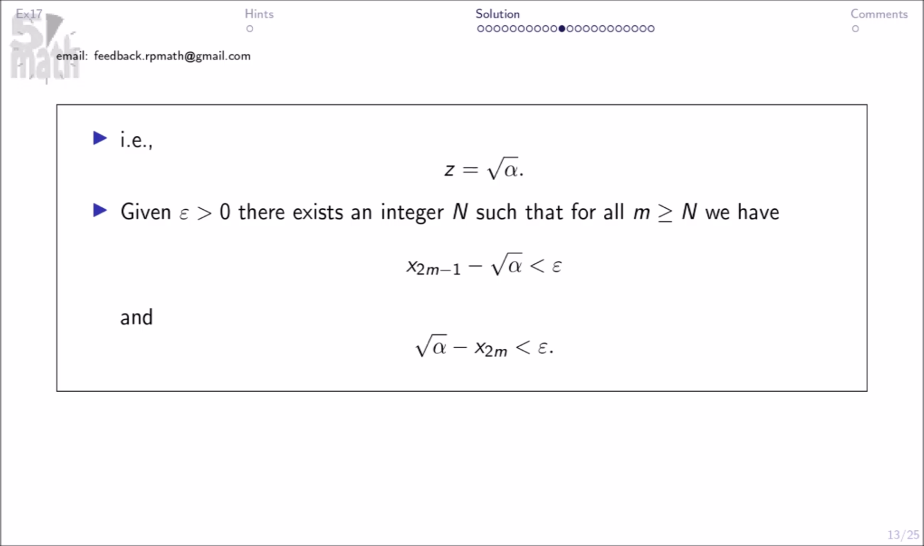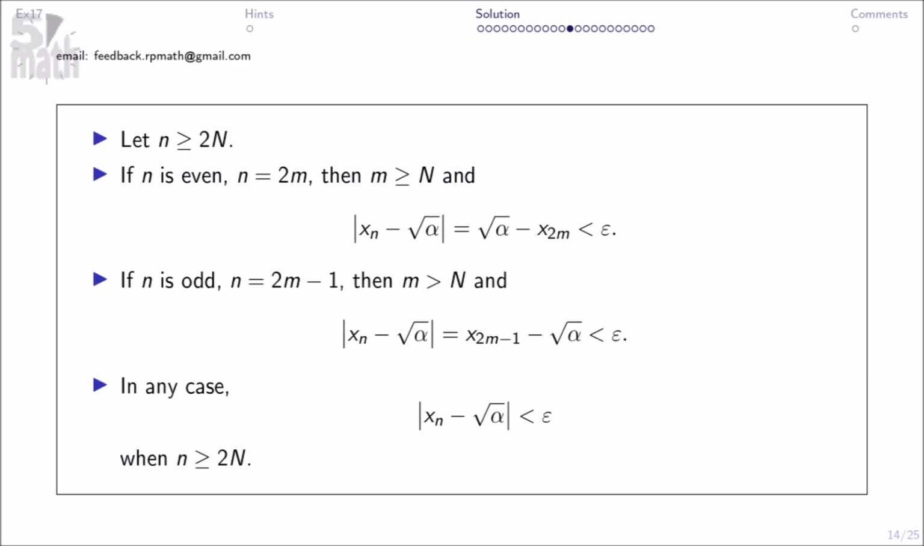Given epsilon greater than 0, there exists an integer N such that for all m greater than or equal to N, we have this and that. Let n be greater than 2N. If n is even, n equals 2m, and m greater than or equal to N, and this. If n is odd, n equals 2m minus 1, then m greater than N, and this. In any case, absolute value xn minus square root alpha less than epsilon when n greater than or equal to 2N.